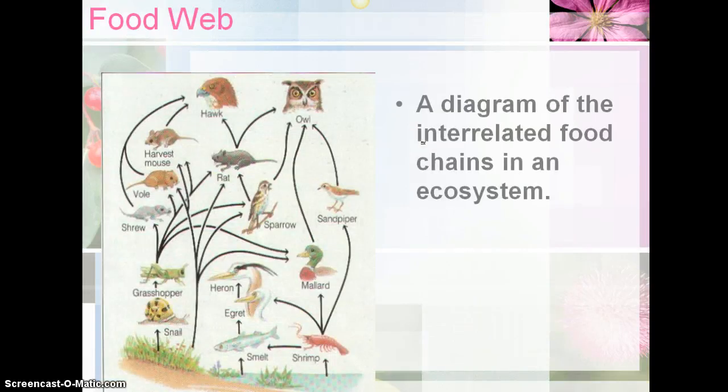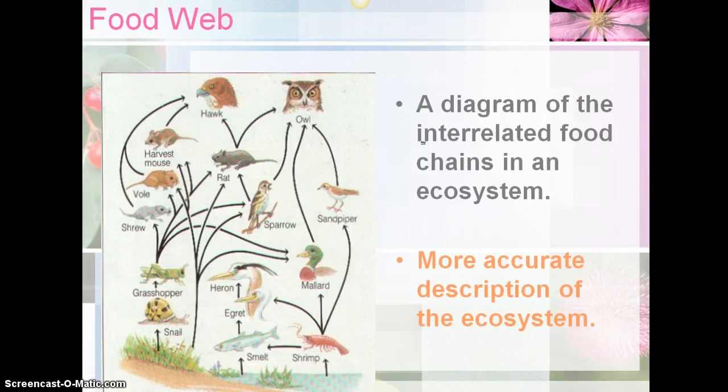And then a food web is a diagram of interrelated food chains. So it's multiple food chains. This is more realistic to how the ecosystem actually works. And you have a picture of this on your notes packet.